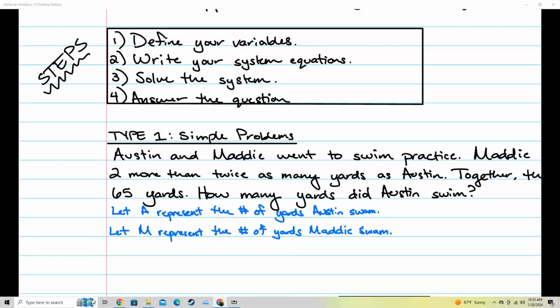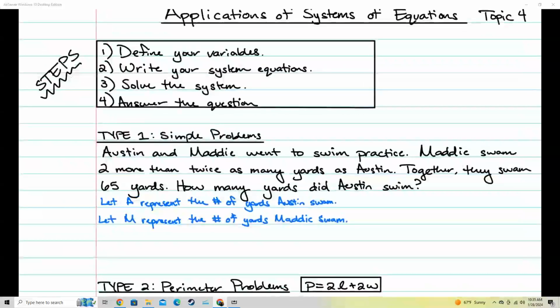Step number two, and I said this is going to be the hardest one, is write your system of equations. So I need to come up with two different equations according to the word problem. Let me go back into the word problem. It says Austin and Maddie went to swim practice. That's really not going to give me an equation, so I'm just going to skip that one for now. The next sentence says Maddie swam two more than twice as many yards as Austin. So that's definitely going to give me an equation. I just need to know how to translate it. Let me highlight this one. Maddie swam two more than twice as many yards as Austin.